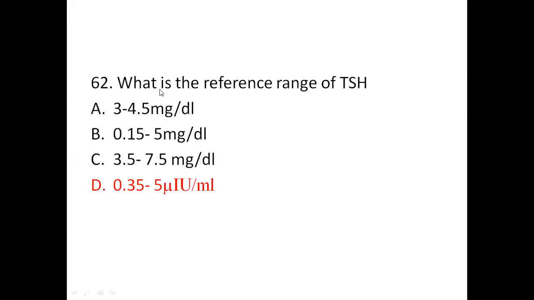Next, what is the reference range of TSH? Option A, 3 to 4.5 mg per dl. Option B, 0.15 to 5 mg per dl. Option C, 3.5 to 7.5 mg per dl. And option D is 0.35 to 5 mIU per ml. So the right answer is D, that is 0.35 to 5 micro international units per ml.